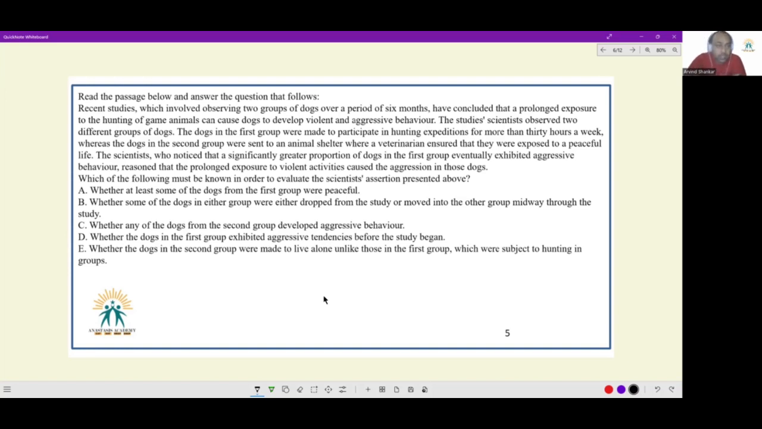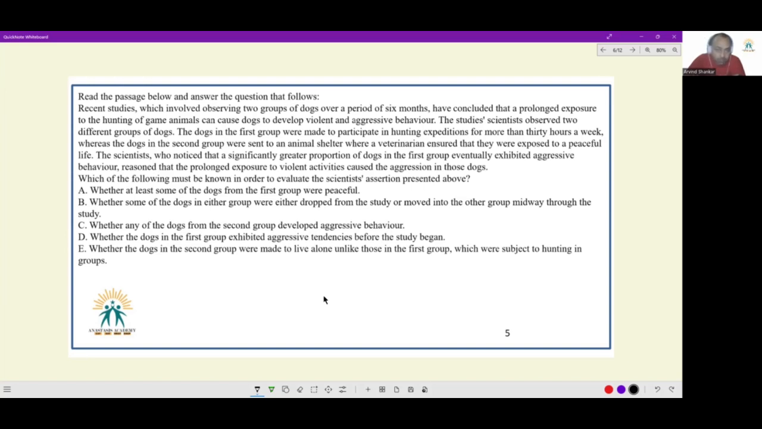Okay. Recent studies which involved observing two groups of dogs over a period of 6 months have concluded that a prolonged exposure to the hunting of game animals can cause dogs to develop violent and aggressive behaviors. The scientists observed two different groups of dogs.